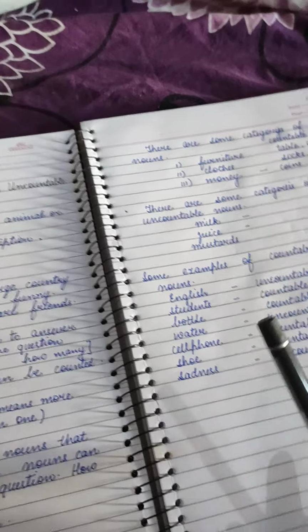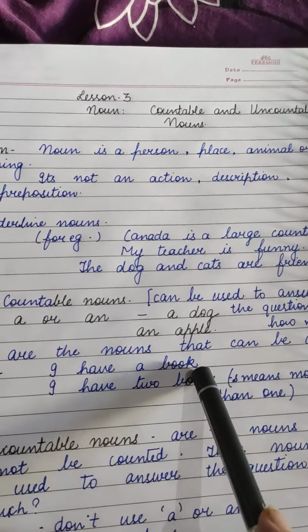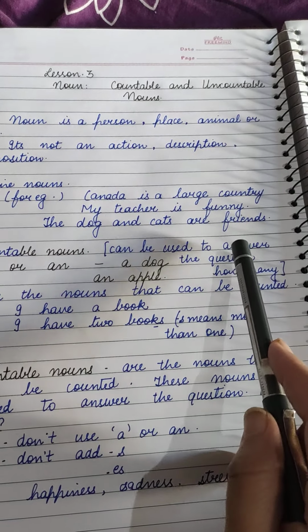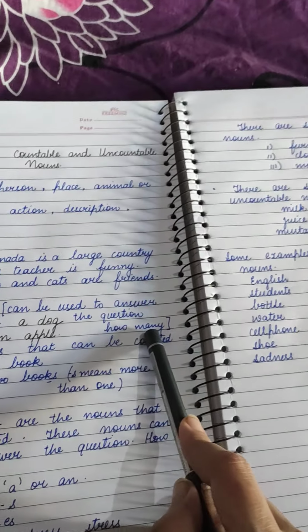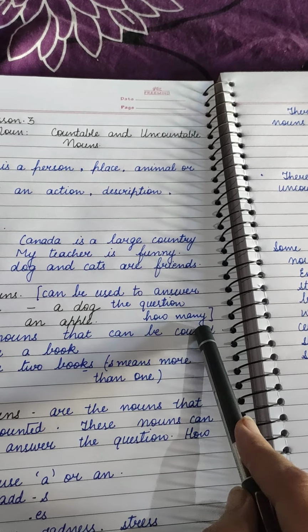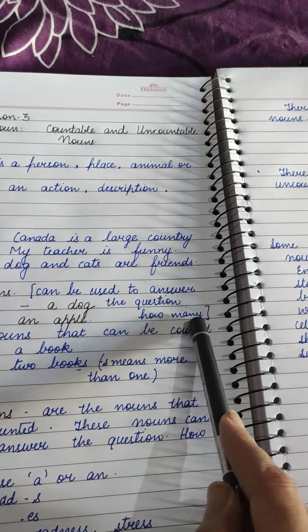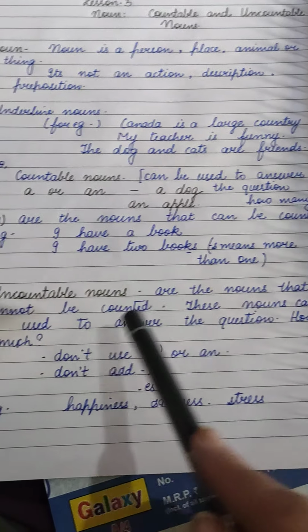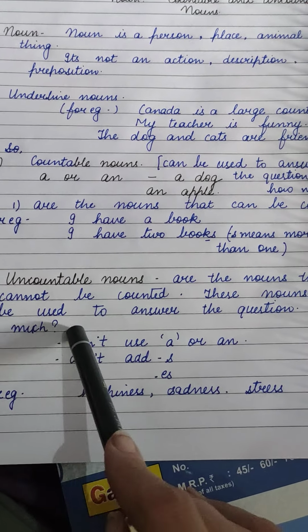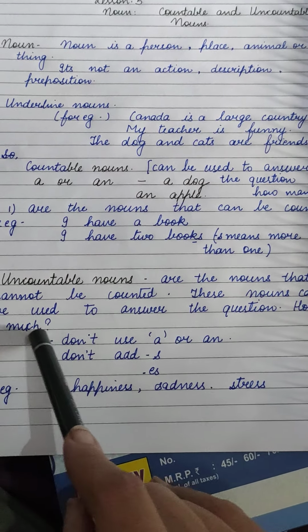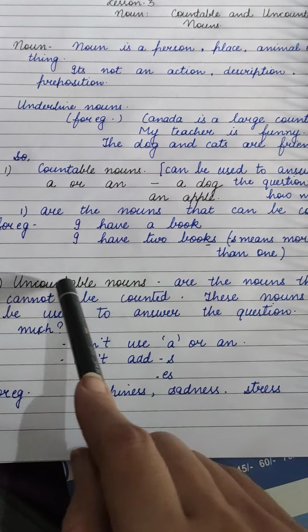Moving on to the last point, I want to tell you again, as I discussed earlier, that with countable nouns we basically use many instead of saying a lot of. Like I have a lot of friends, so instead of saying a lot of friends, you can use the word many. I have many friends. With uncountable nouns, you can use much. Like how much water do you have? How much milk do you have? Or how much milk have you kept in the fridge? This is an example of an uncountable noun.